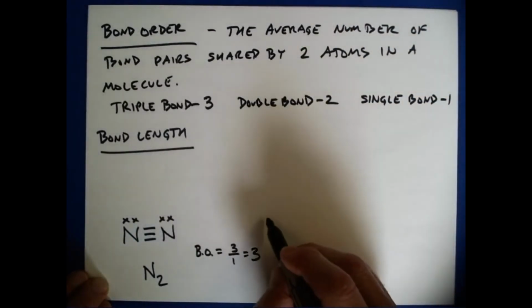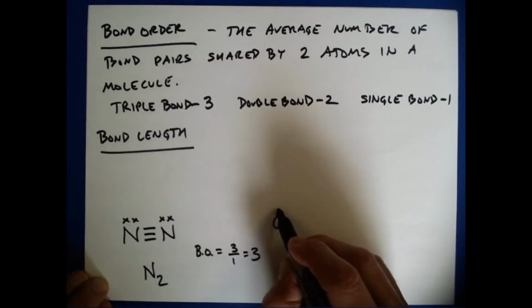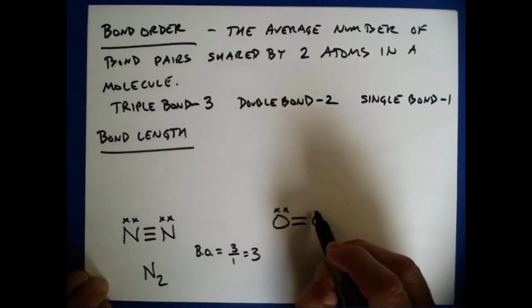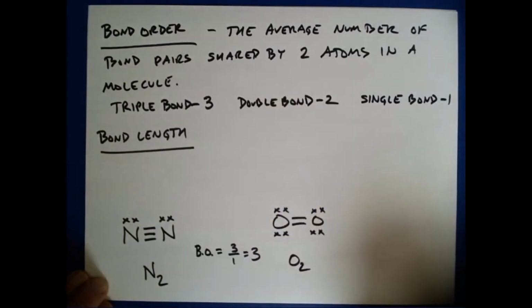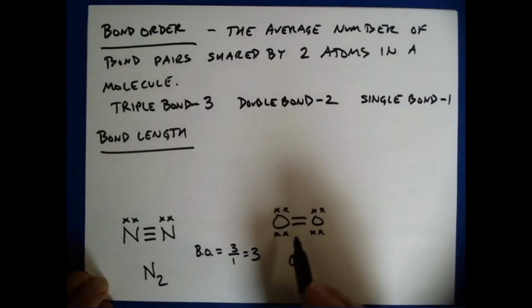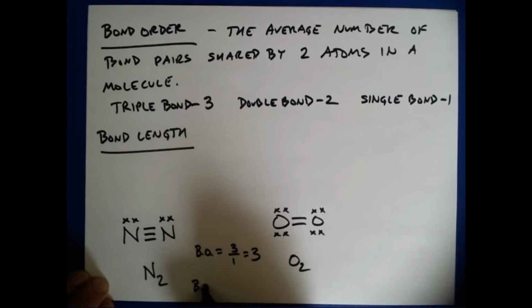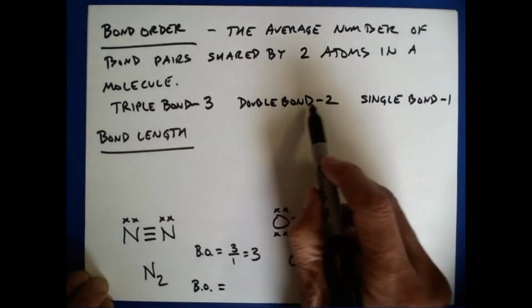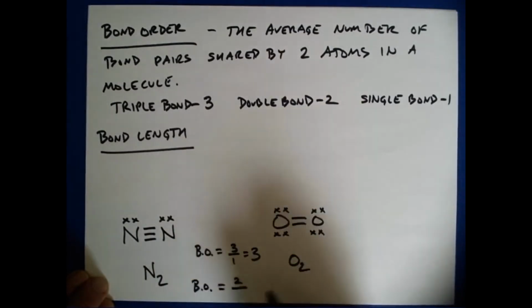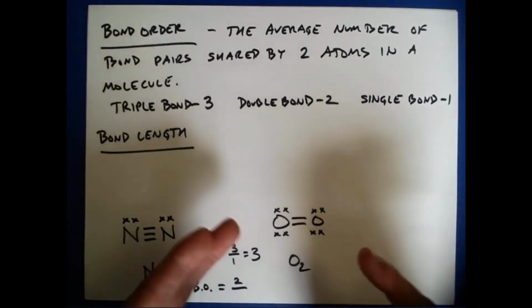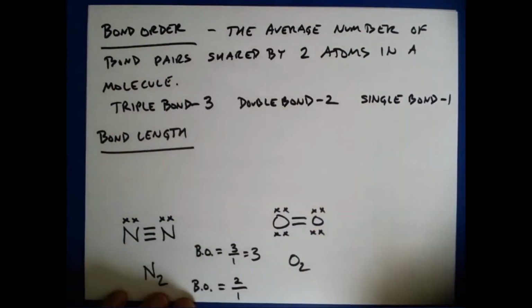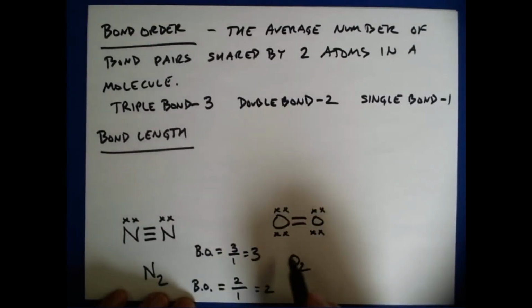In O2, if we draw the Lewis structure for oxygen gas, we end up getting something that looks like this. Here we calculate the bond order for oxygen. We assign the value of 2 for our double bond, and we divide that by our single oxygen-oxygen connection. There's just one connection between the two atoms. And so that gives us a bond order of 2 for oxygen gas.